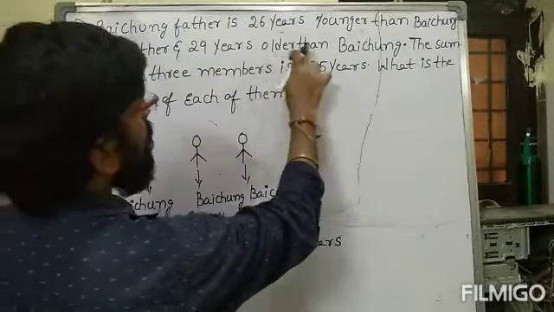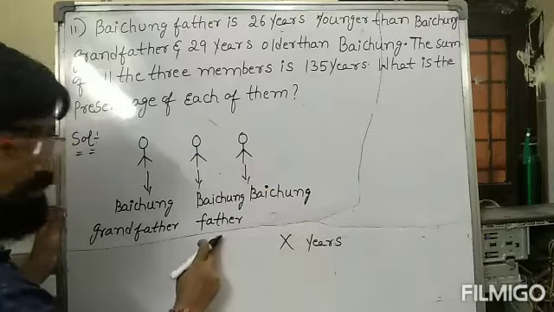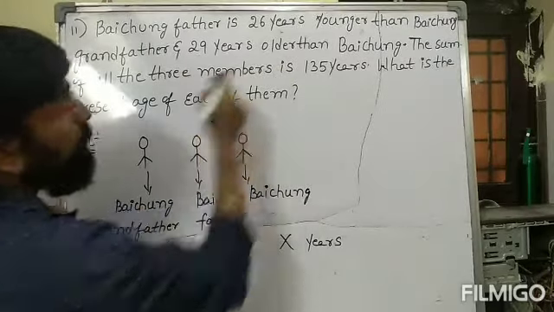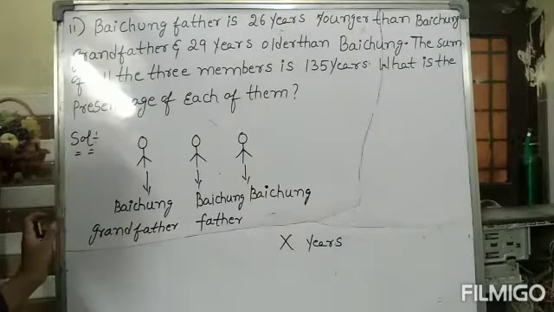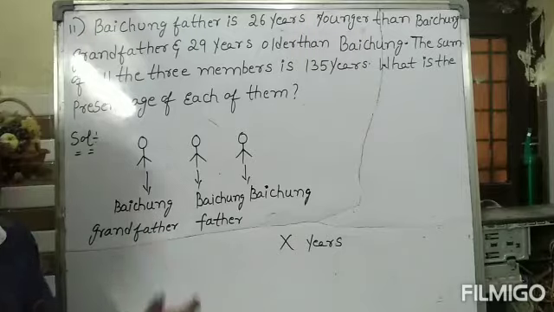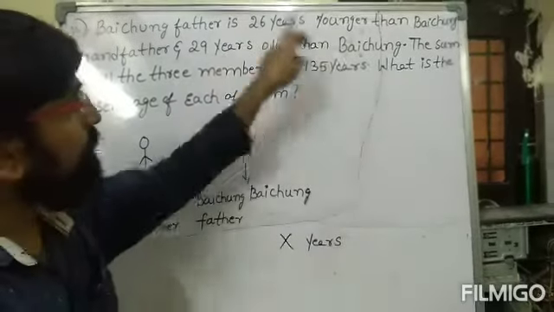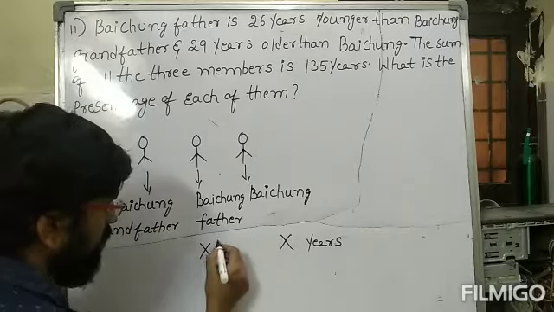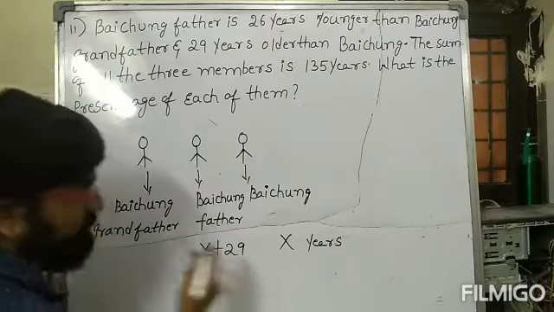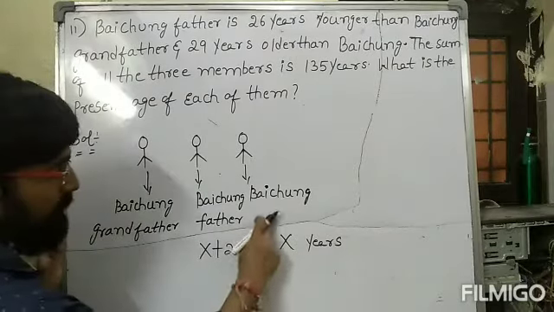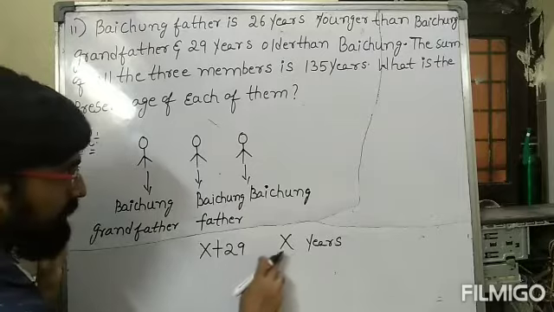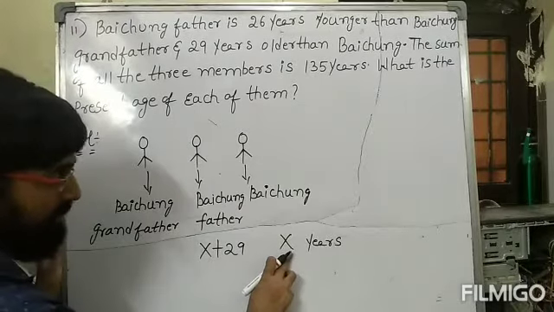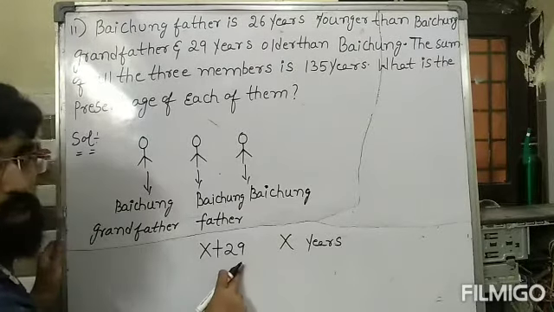Baichong's father is 29 years older than Baichong. Older means bigger, elder. So Baichong's father's age is X plus 29. Why? Because when Baichong was born, his father was 29 years more. So when Baichong is X years, his father is X plus 29 years.